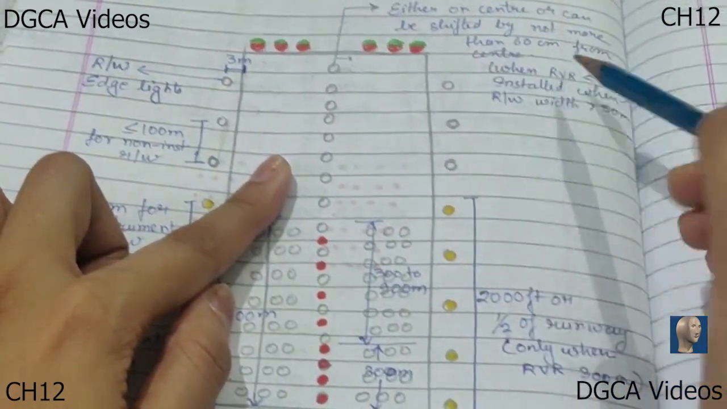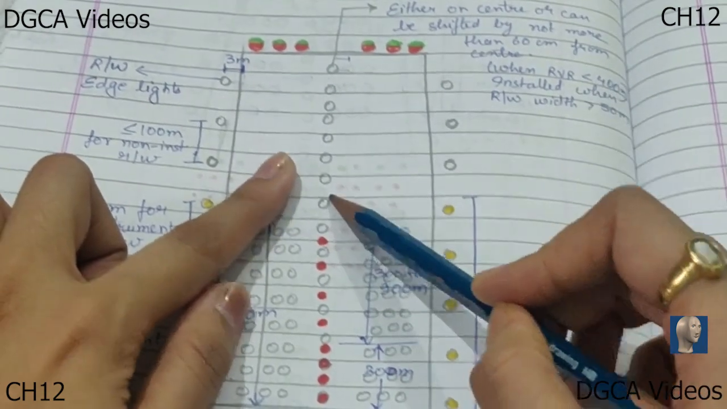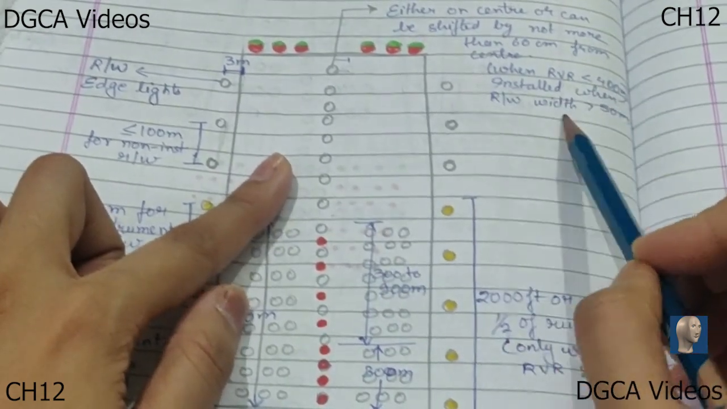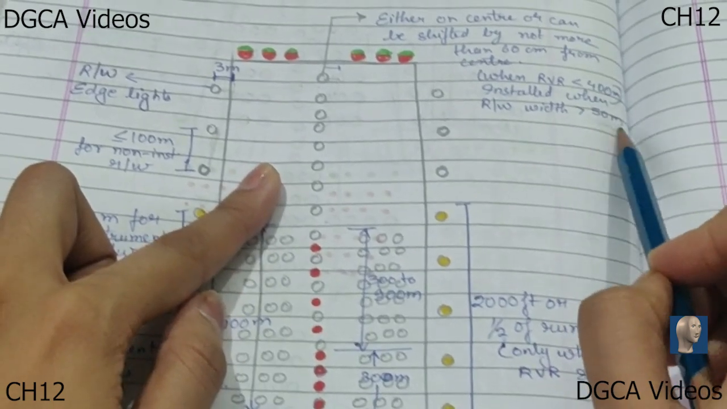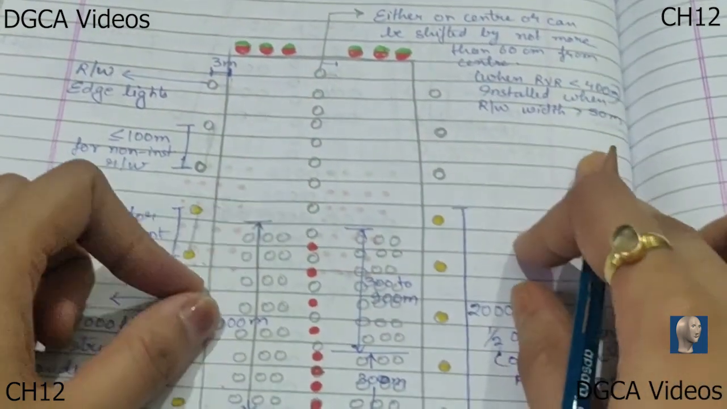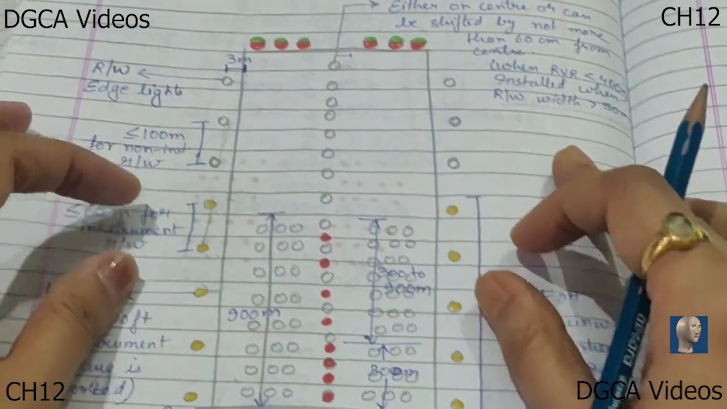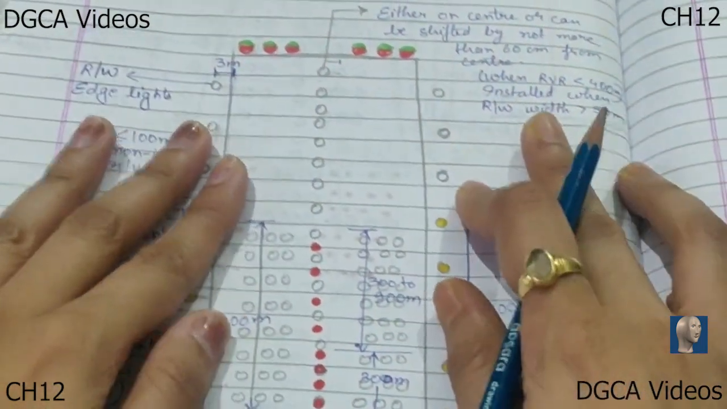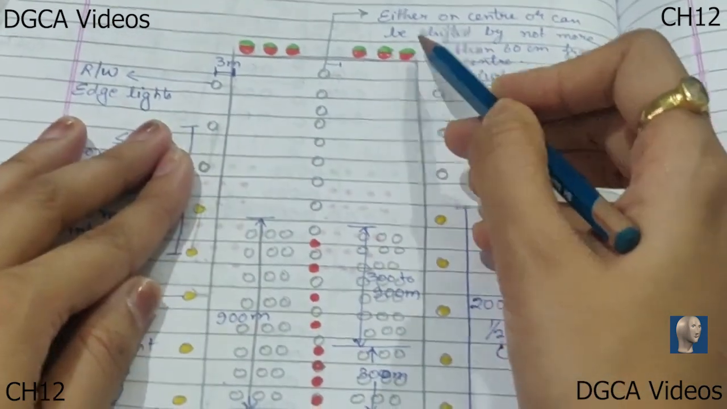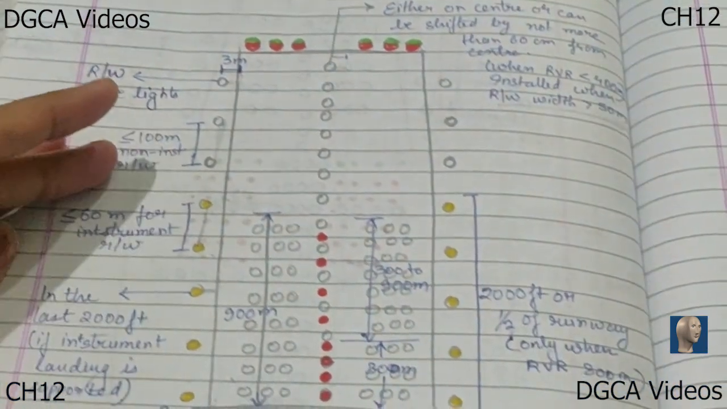Also it is written that when RVR is less than 400 meter, these are switched on and installed when the runway width is greater than 50 meter. And obviously most of the cases it is greater than 50 meter. Width is 50 meter. Okay. Fine. So what are these lights? The runway threshold lights that we talked about.